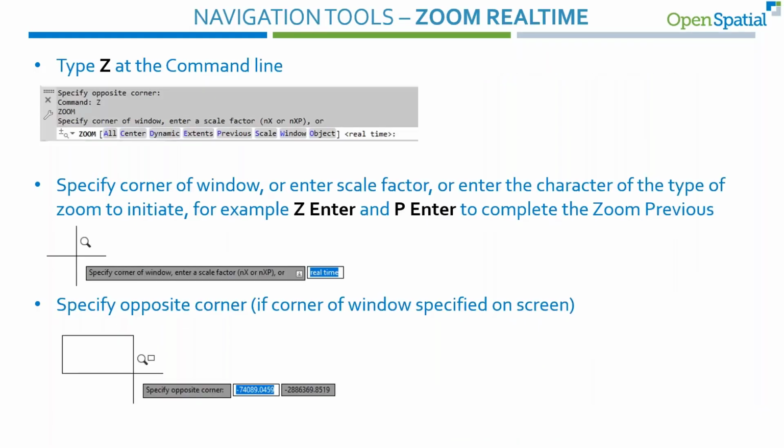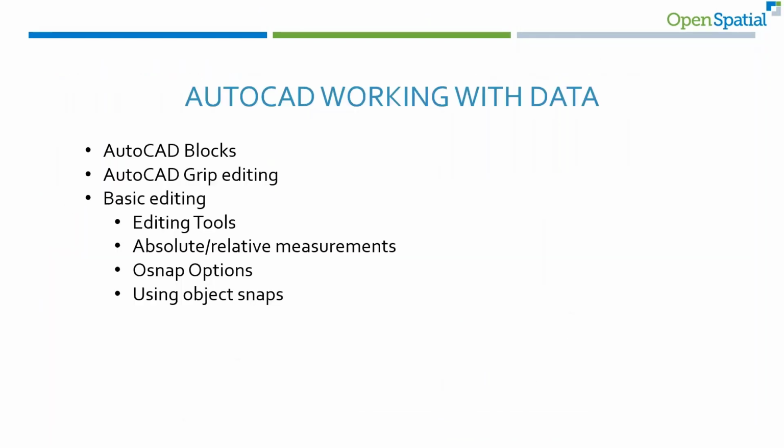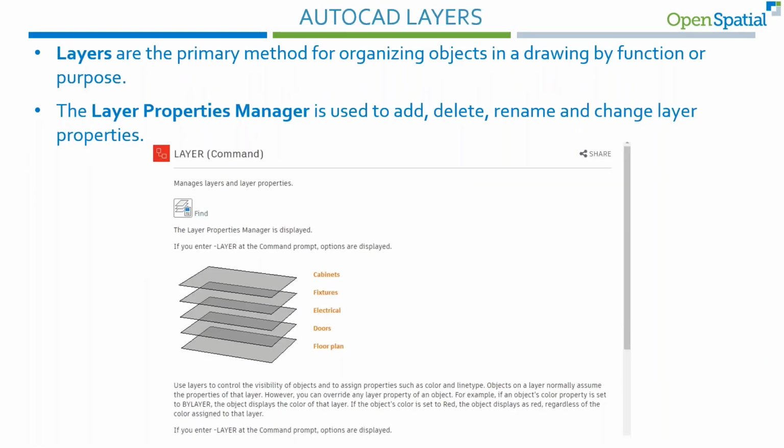So there's a few more things in the pan, real-time, point, left, right, all of that type of stuff that you can work with. Okay, AutoCAD blocks and grip editing that we're going to work with, and we'll also look a little bit at the layers that we will work with.